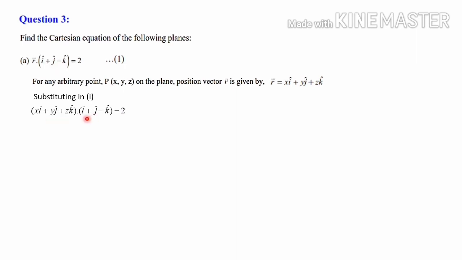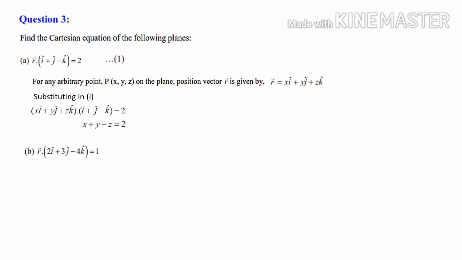We know how to take the dot product of two vectors. Just multiply the components, that is enough. So for the i components, x and 1, x into 1 is x itself. Then y and 1, so y into 1 is y, and z and minus 1, that is minus z. So the answer will be x plus y minus z is equal to 2. This is the Cartesian equation of the first question.